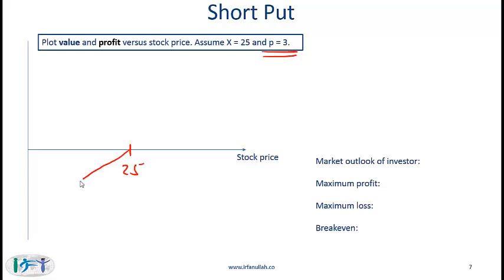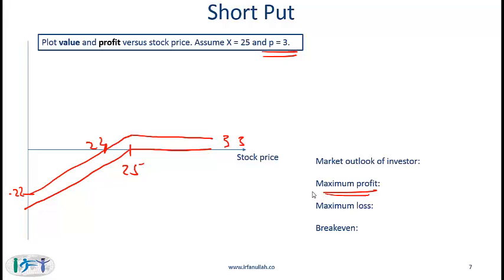The short put payoff is a mirror image of what we saw on the previous slide. The profit would be the payoff diagram plus 3. So 3 is the value or the price of the put option. So this distance is 3. The break-even point here is the same. It is 22. And the maximum loss is 22.